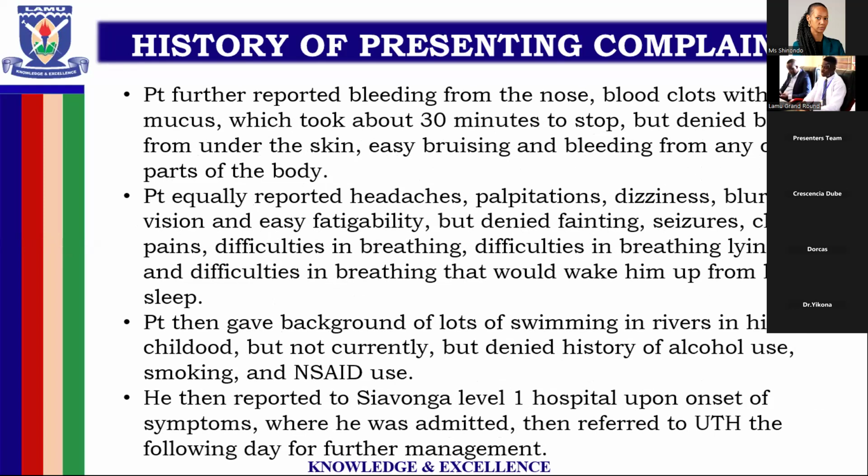This patient equally reported headaches, palpitations, dizziness, blurred vision, and easy fatigability, but denied fainting, seizures, chest pains, difficulties in breathing or lying flat, or difficulties in breathing that would make him wake up at night from his sleep. This patient then gave a background of lots of swimming in rivers in his childhood, but not currently. He also denied alcohol use, smoking, or use of non-steroidal anti-inflammatory drugs. He then reported to Siavonga Level 1 Hospital upon onset of these symptoms, where he was admitted, then referred to the University Teaching Hospital the following day for further management.